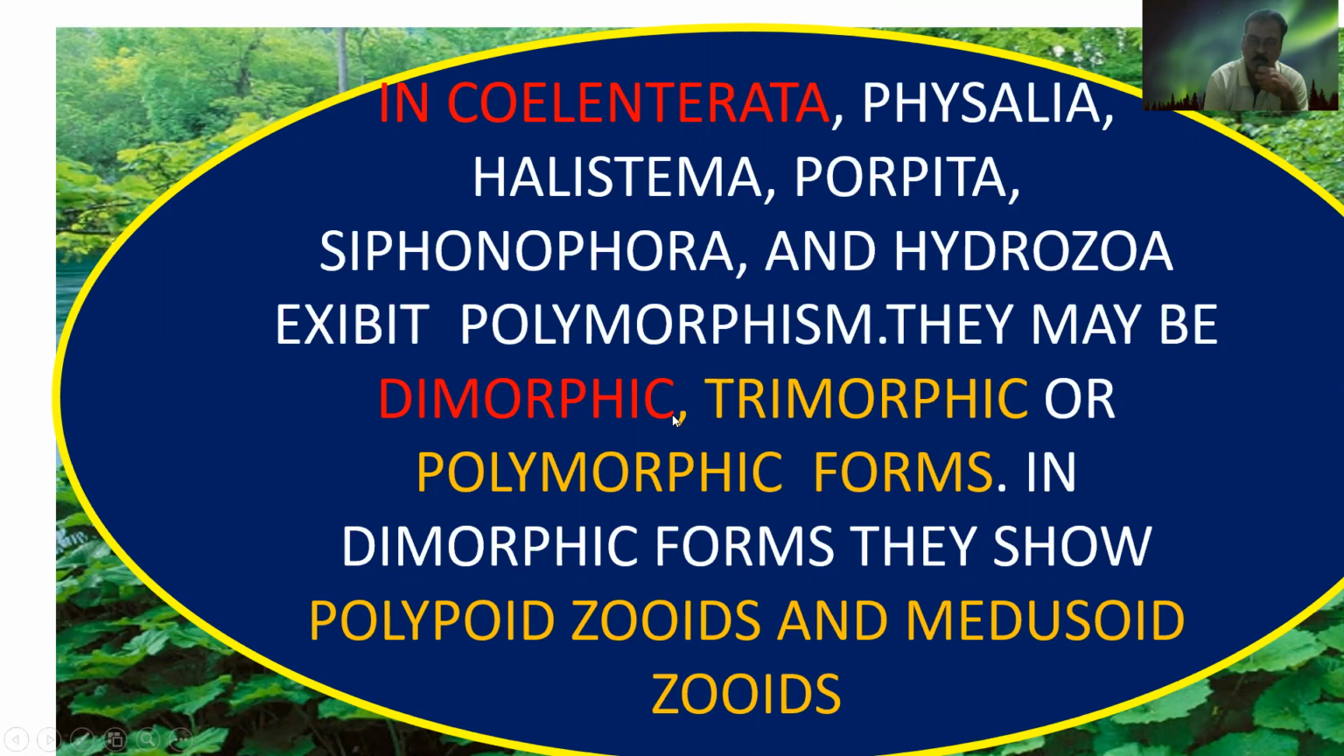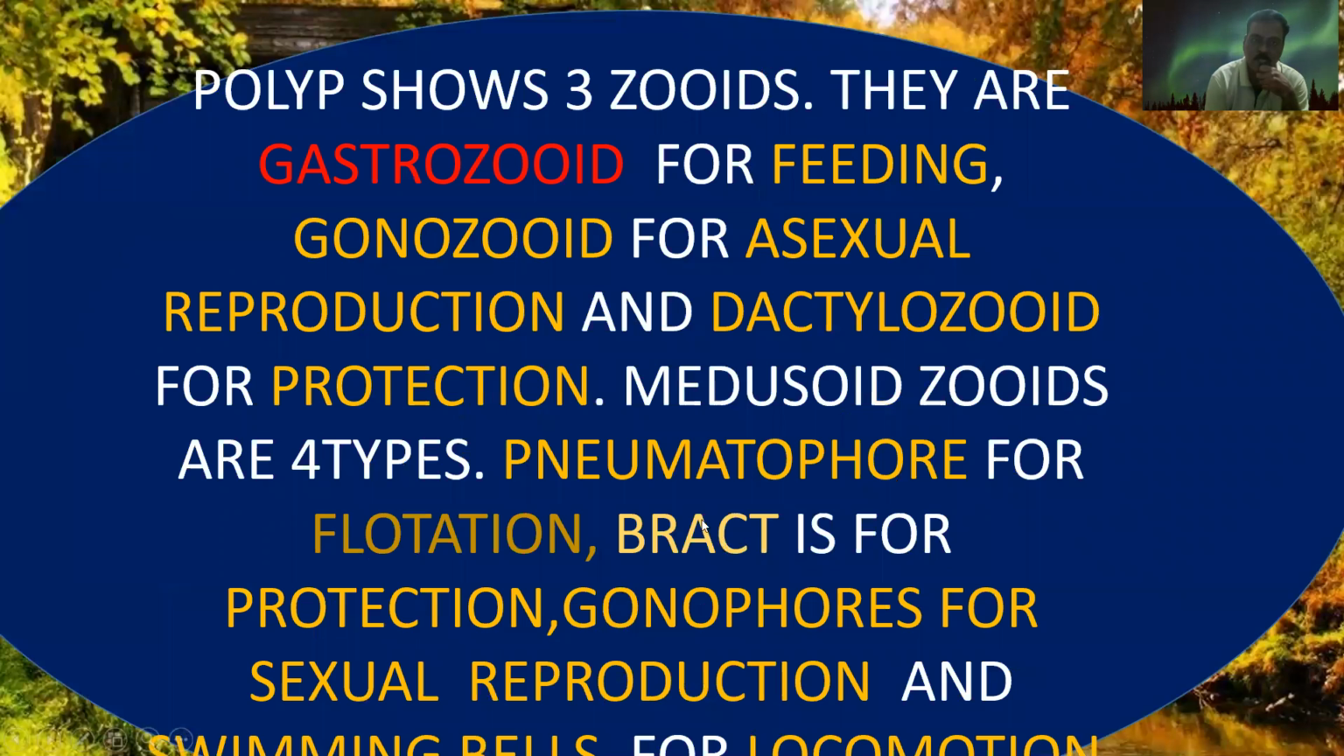They may be dimorphic. Dimorphic means they show the polypoid zooids and medusoid zooids, sometimes trimorphic or polymorphic forms. Here you can see the polyps show three zooids. They are gastrozooid meant for feeding, gonozooid meant for asexual reproduction, and dactylozooid meant for offense and defense, that means protection. Whereas medusoid zooids are motile, the polypoid zooids are sessile.